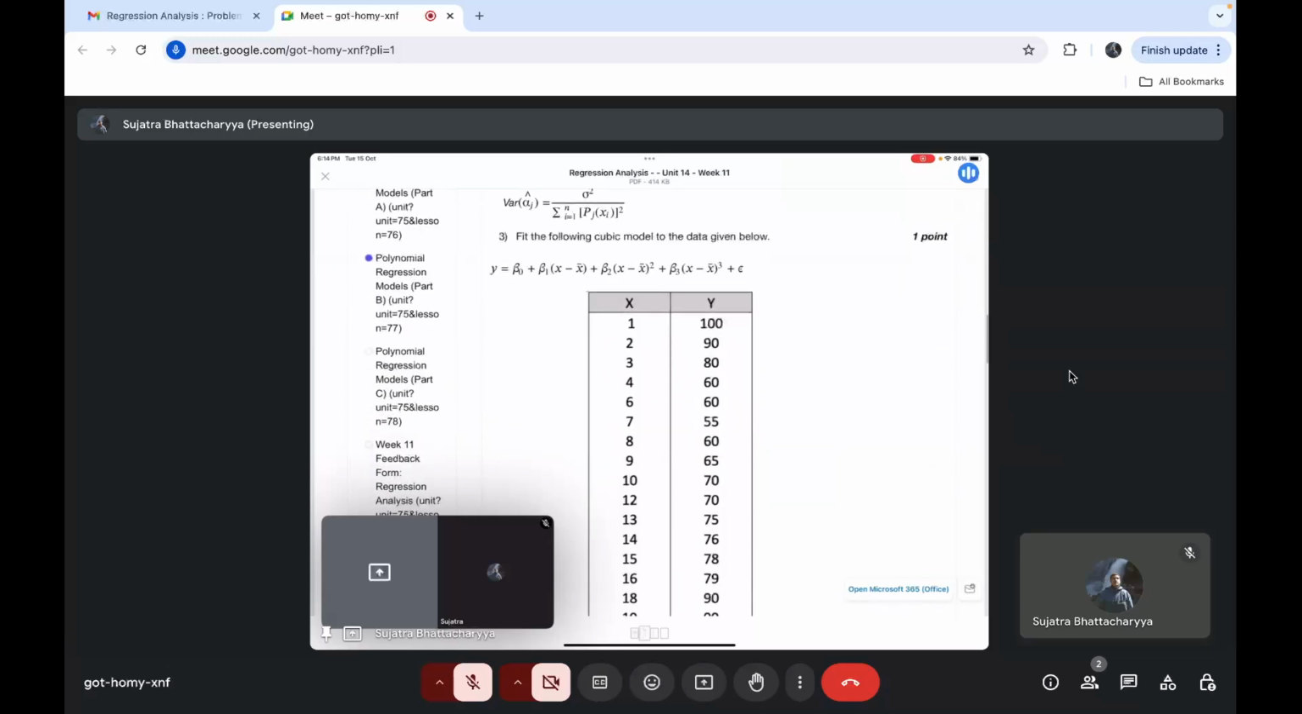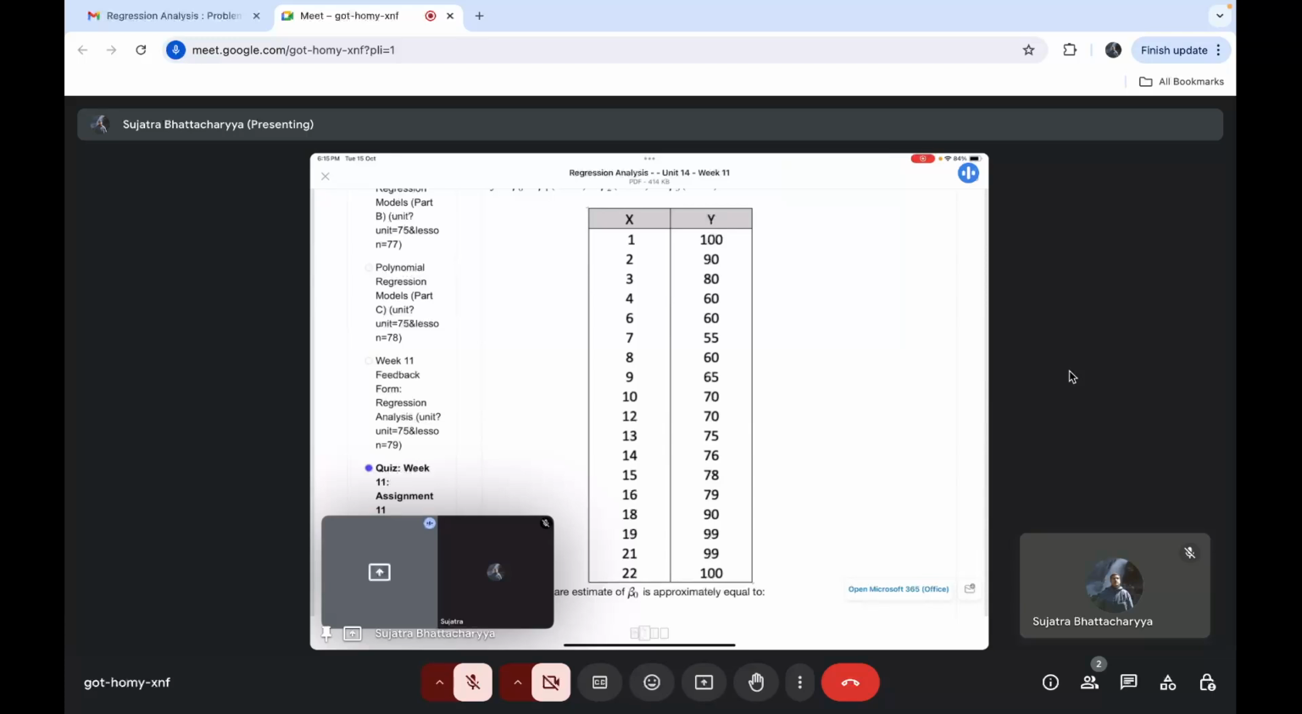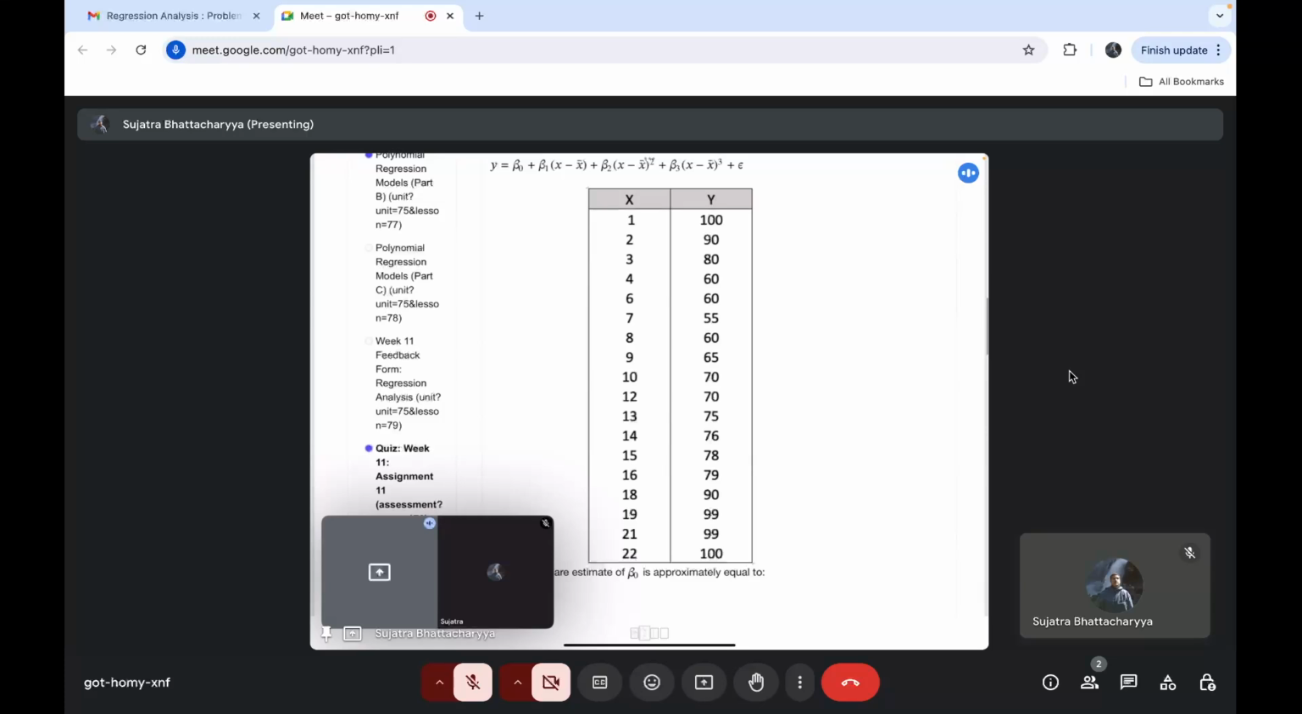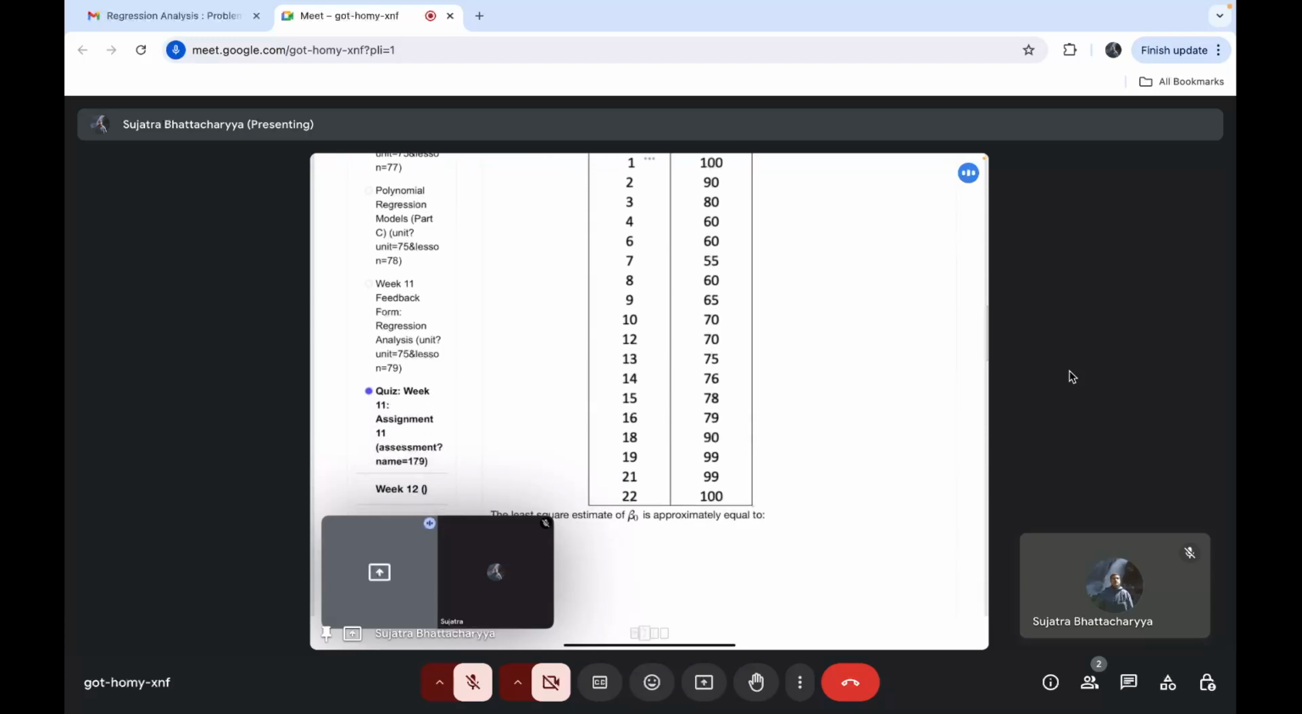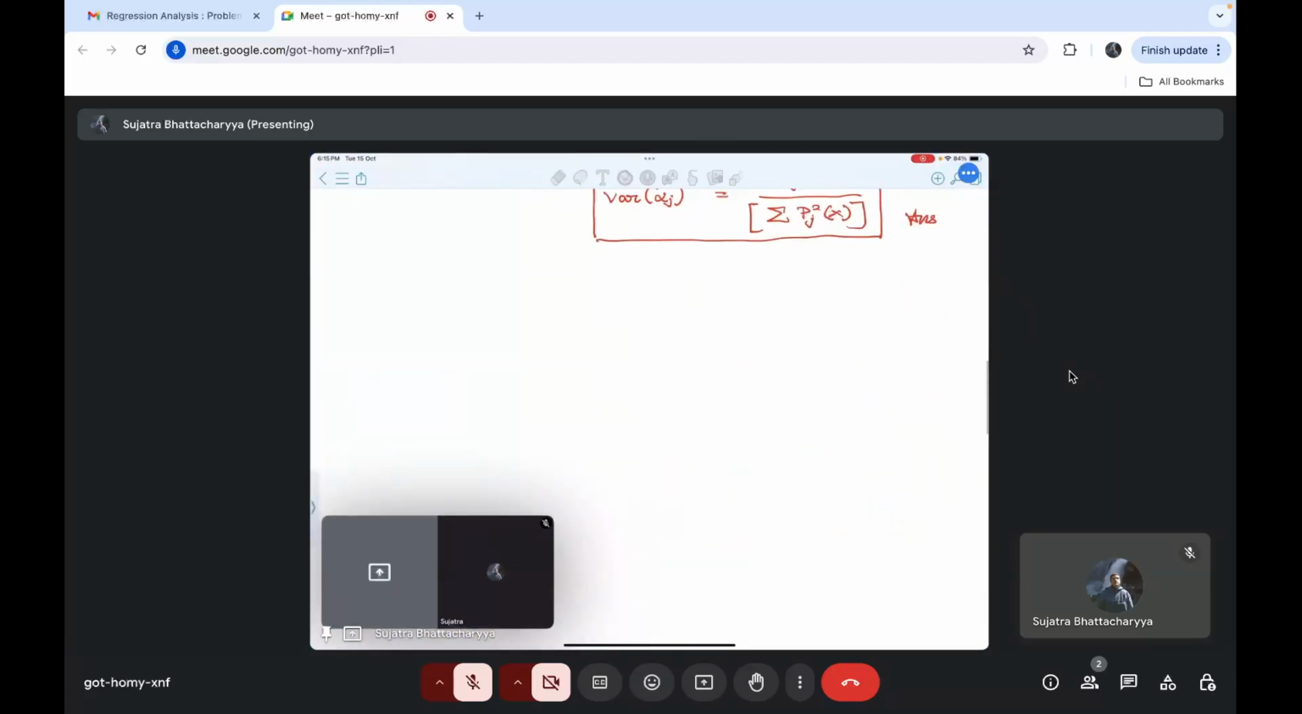Okay. Now the third question is based on some kind of data, and we have to fit a cubic model. But it has to be centered about the mean. It is already given that it is x minus x bar whole square, and x minus x bar whole cube. So we have to calculate this and simply solve it based on the multiple linear regression model, and we will get several questions after this. So let's do it. It will take some time. This is the third question, and after that, all the questions can be solved based on this.